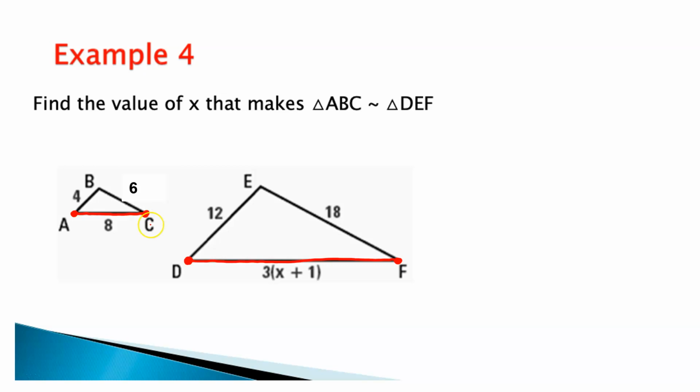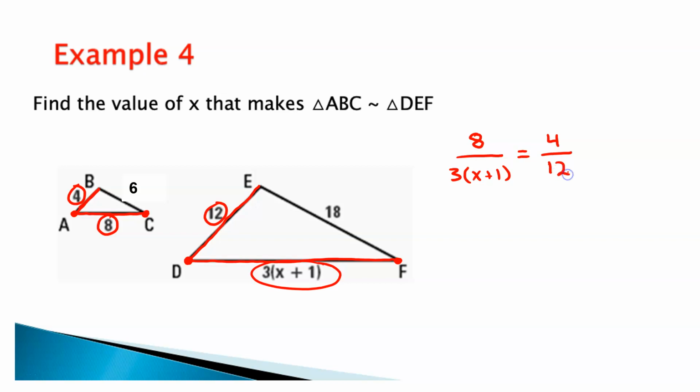So I'm going to say AC, 8, over from D to F here, which is 3 parentheses x plus 1, is equal to, and of course, just compare it to another side. I'm going to compare here from A to B, which was 4, to D to E, which is 12.